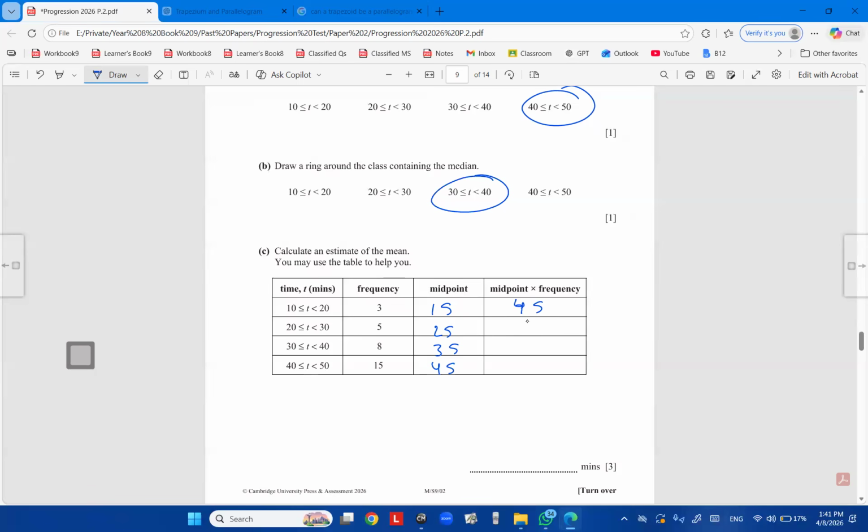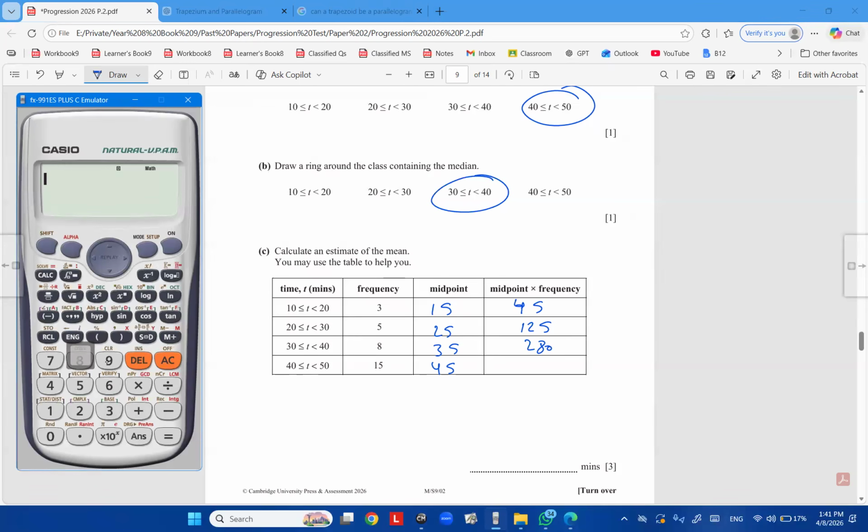And here is going to be 125. Here is going to give you 280. And this one here is going to give you, it's paper 2, so let's use the calculator. Doing the 45 times 15 equals 675.